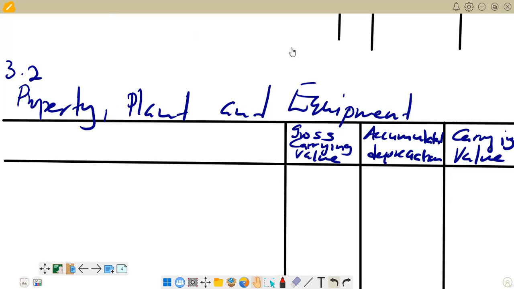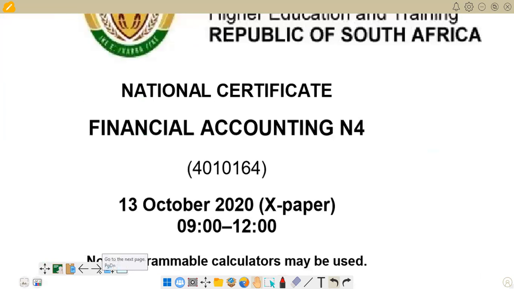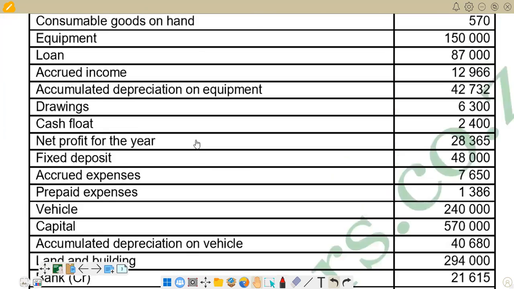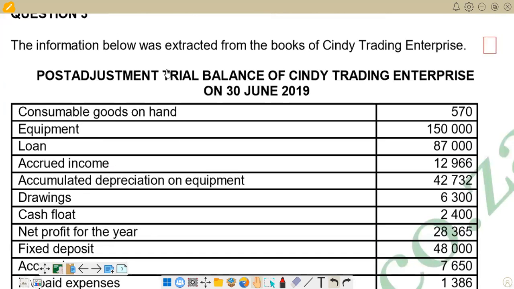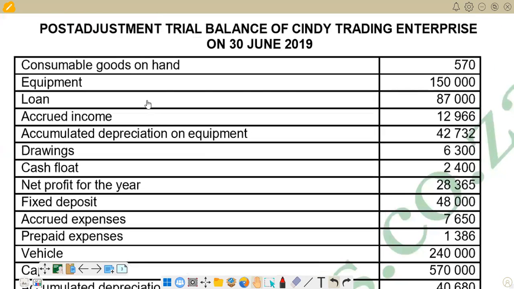If you go back to the question, this is our question, the figures that we are given. But if you go on top, there is the post-adjustment trial balance of Cindy Trading Enterprise on 30 June 2019. So this is where the year is ending. It means the values in this trial balance represent values at the end of the year. So basically, in terms of equipment, we have equipment with the value of 150,000 at the end of the year, and then accumulated depreciation of equipment of 42,732 at the end.